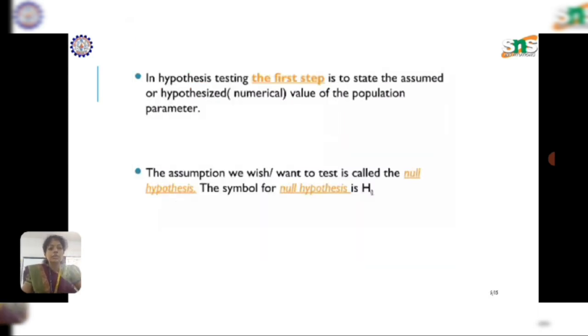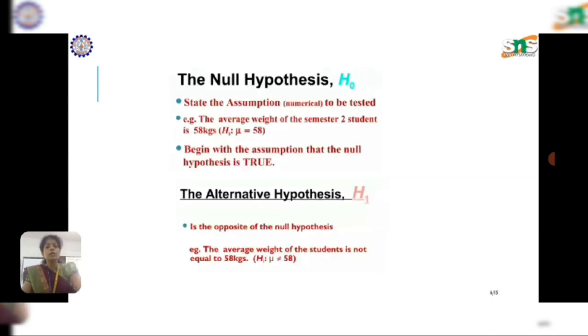In hypothesis testing, the first step is to state the assumed or hypothesized value of the population parameter. The assumption we wish to test is called the null hypothesis. The symbol of the null hypothesis is H0. The null hypothesis is an assumption to be tested. For example, we can assume the average weight of the semester two students is 58 kgs. Begin with the assumption that the null hypothesis is true.